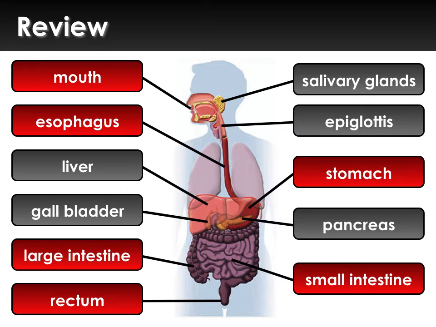So again, the digestive system includes the mouth, esophagus, large intestine, rectum, stomach, and small intestine, and accessory helping organs: the liver, gallbladder, pancreas, epiglottis, and the salivary glands. And that will do it for digestion.